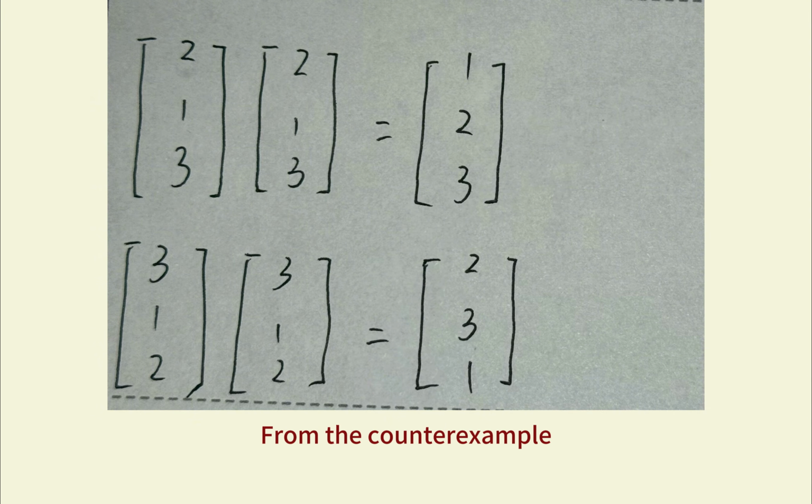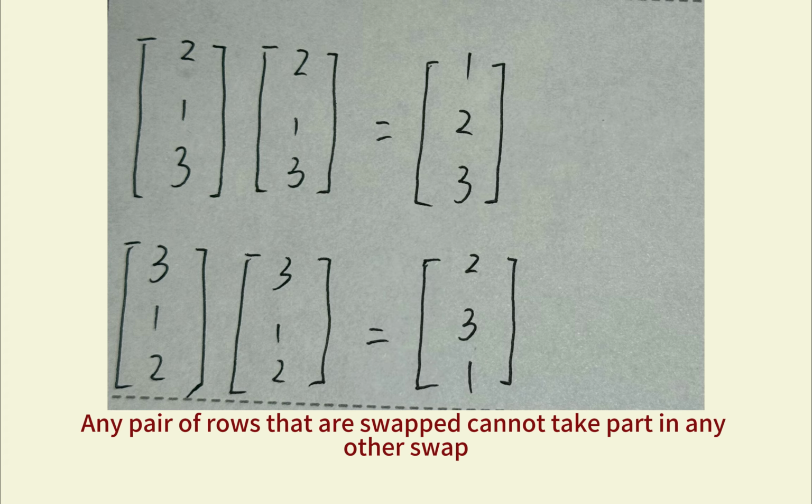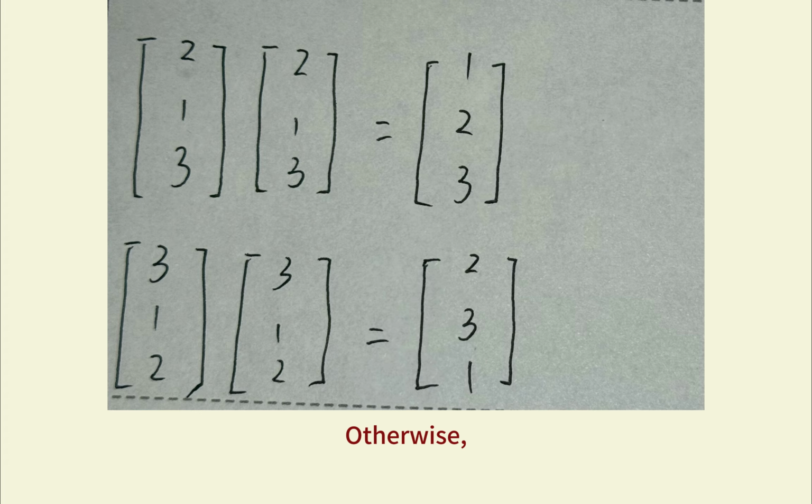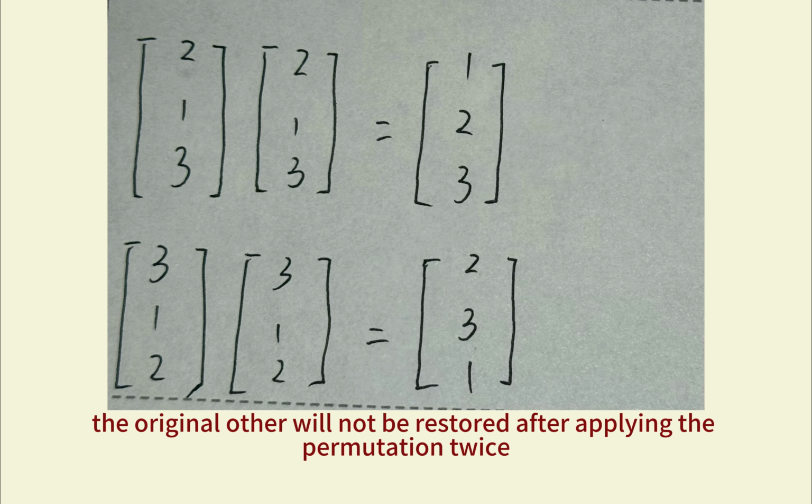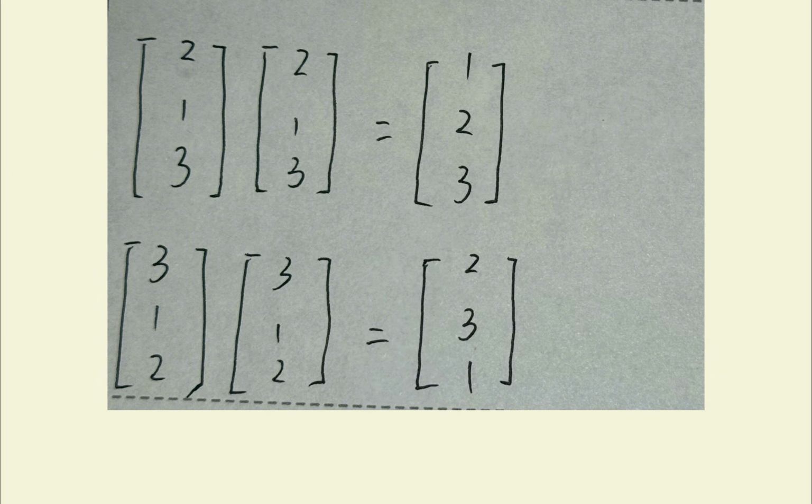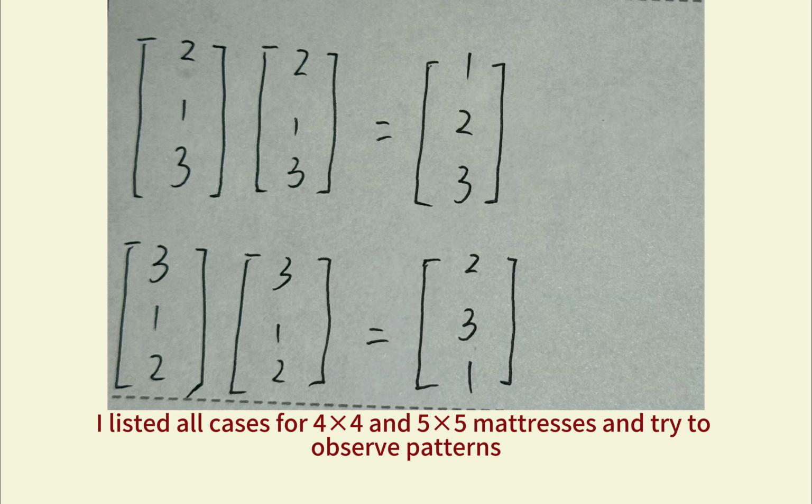From the counterexample, and from the simple row swap case, we observe a key condition. Any pair of rows that are swapped cannot take part in any other swap. Otherwise, the original order will not be restored after applying the permutation twice. With this condition in mind, I consider higher dimensions. I list all cases for 4x4 and 5x5 matrices and try to observe patterns.